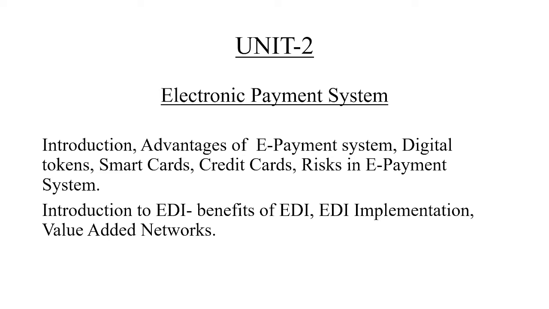That is electronic payment system. Under this topic, we talk about introduction of e-payment system, advantages of e-payment system, and then we talk about what is a digital tokens, smart cards and credit cards. Along with it, we talk about what all the risks that we are going to face in e-payment system. And then introduction to EDI, that is electronic data interchange. And here we talk about introduction, benefits of EDI, and how this EDI is implemented. And lastly, in this unit, we talk about the value-added networks.